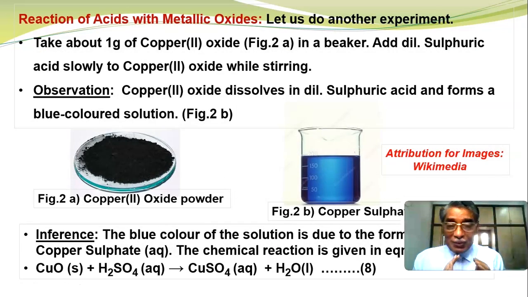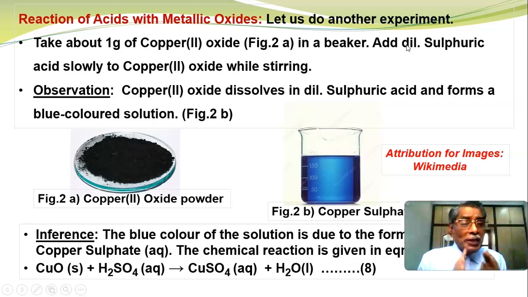Now, so far we have discussed the reactions of acids with metal carbonates and metal hydrogen carbonates. Now, let us discuss the reactions of acids with metallic oxides. Again, let us do another experiment. Take about 1 gram of copper(II) oxide in a beaker. So copper(II) oxide looks like this, as shown in figure 2a.